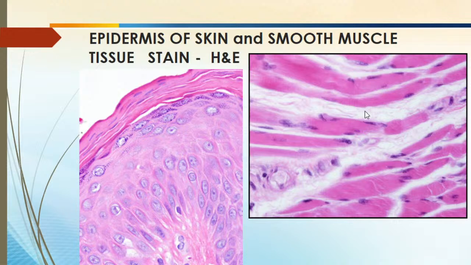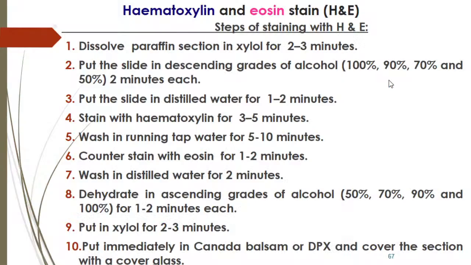In the muscle, also the same. The nuclei have a rod-like structure. That is smooth muscle cells. And we are talking about the nuclei being basophilic, but the cytoplasm is oxyphilic.